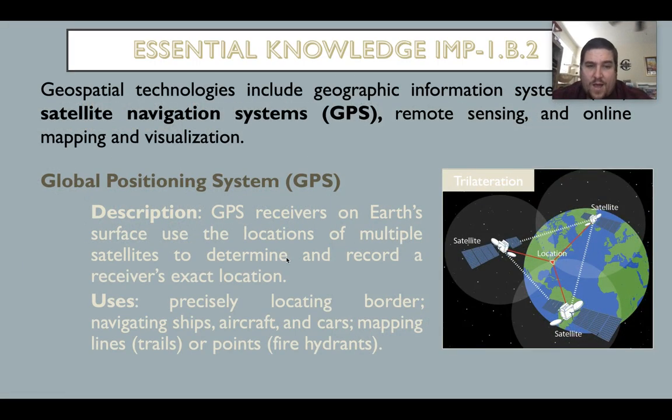GPS is a satellite navigation system. GPS receivers on the Earth's surface use the location of multiple satellites to determine and record a receiver's exact location. It's used for precise location, borders, navigation, aircraft, cars, trails, fire hydrants. GPS is layered with GIS to give you the navigation system you have now, which is in everybody's phone and most cars. You can also buy a GPS unit.